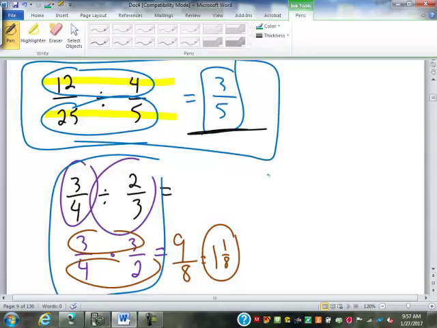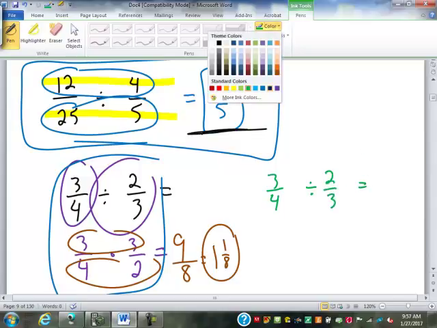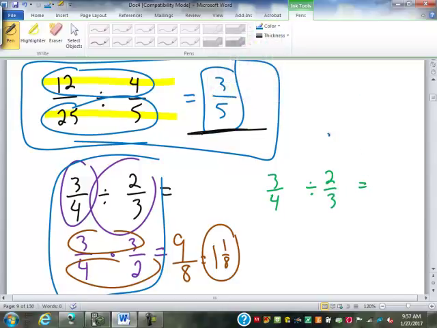Once upon a time, if I had 3/4 divided by 2/3, what we would have done is look at the fraction we're dividing by. First of all, we'd make sure it's reduced, and it is. 2/3 can't be reduced anymore. Then we would multiply the numerator times the denominator. 2 times 3 is 6. So we're going to use that 6 to rename this first fraction.